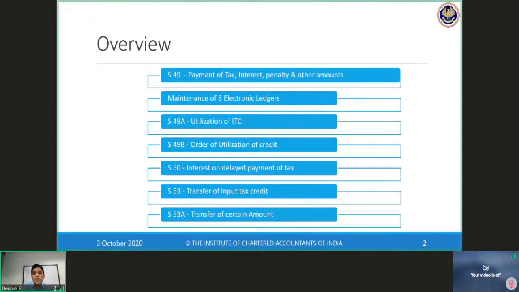The answer that we have different utilization for IGST, CGST, SGST is not correct, because each law will have these provisions, right? This section 49, 49A, 49B is there in the CGST law. Similarly, these sections are there in the SGST law.